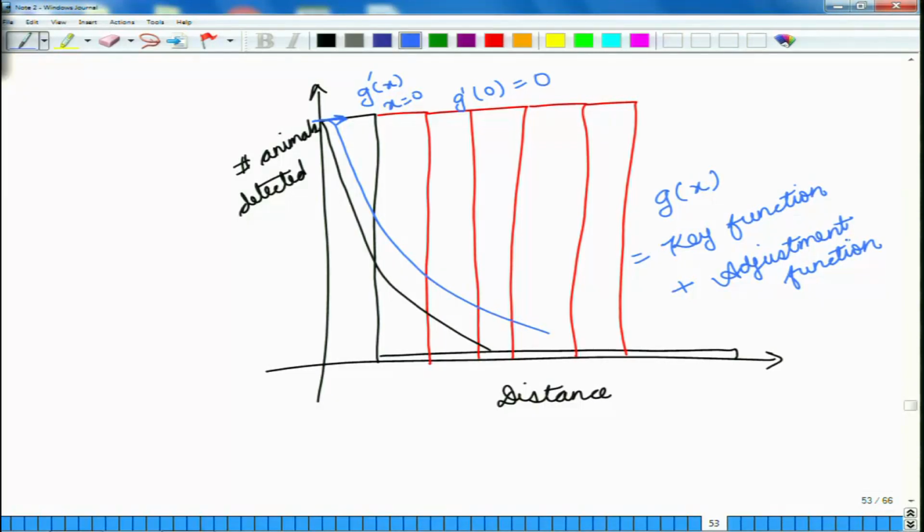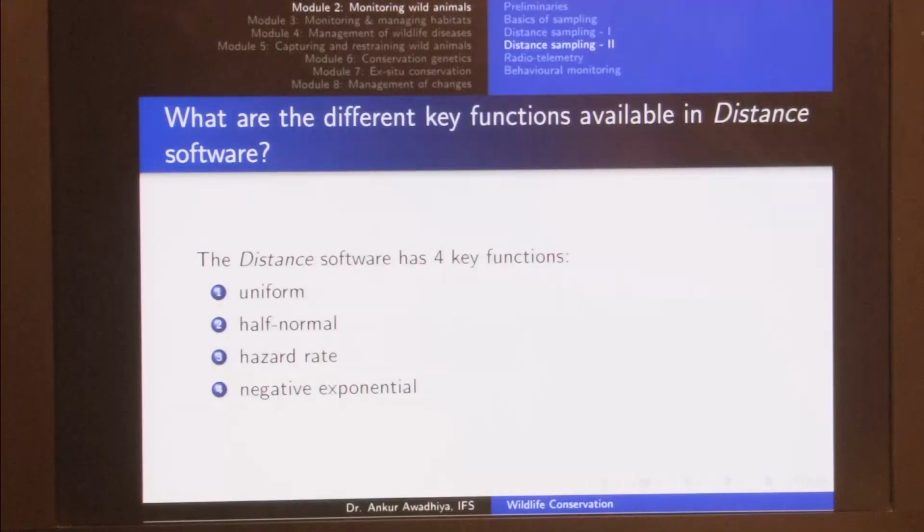What this means is that the key function refers to a shape that we have chosen for our g of x. So, if this is our shape for the g of x and if there are some points above and below, the key function would give us the general shape of the g of x, and adjustment functions would be used to modulate our curve, so that all these points that are coming out of the curve are also taken care of. Now, there are 4 key functions that we normally use.